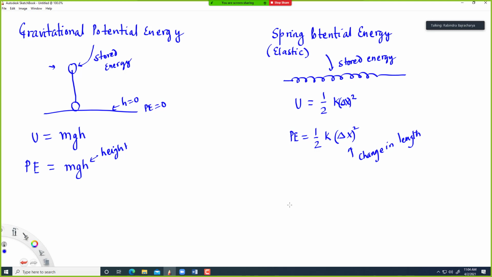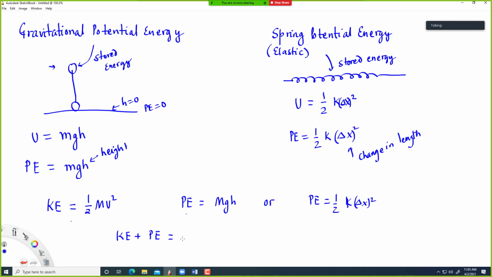So that's about the two types of energies we talked about so far. So we have talked about kinetic energy, okay, which is 1/2 mv squared, and here we talked about potential energy. Potential energy is mgh, or if it is spring potential energy, then it's 1/2 k delta x squared. And the sum of kinetic energy and potential energy is called mechanical energy. So when you add these two, it's the mechanical energy.